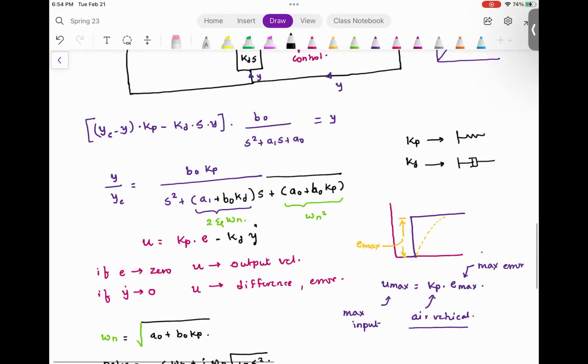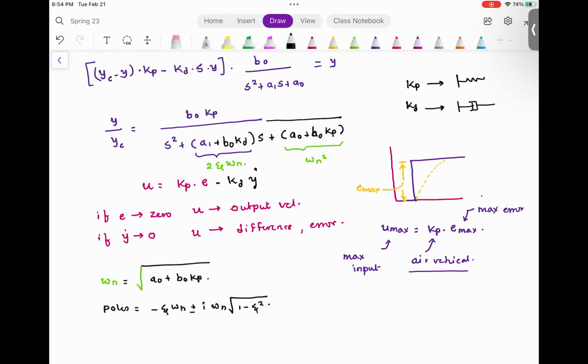Now what that means is, if you want to control how far the system oscillates or how fast the system approaches, you can tune the values of Kd and Kp, and essentially tune the spring and the damping that represent the aircraft dynamics.